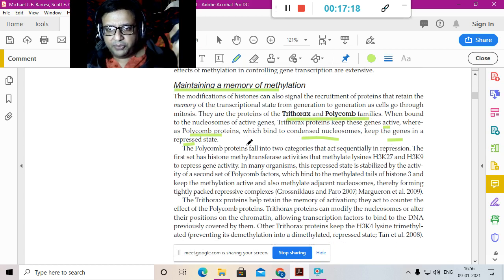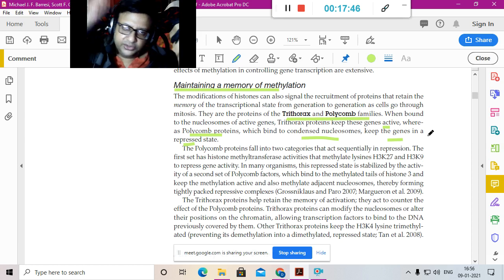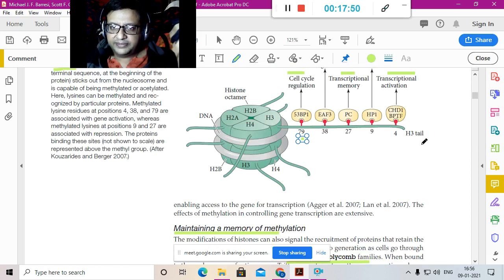The polycomb proteins fall into two categories that sequentially act in repression. The first set has histone methyltransferase activities that methylate lysine in histone H3. Therefore H3 lysine's abbreviation is K. So the 27th lysine of histone 3 is methylated, and the 9th lysine is also methylated, and they repress when these two lysines are methylated on the histone 3 tail.